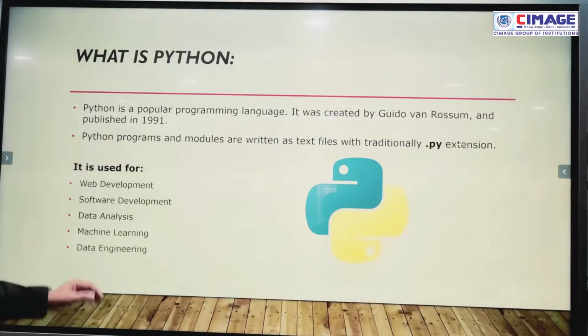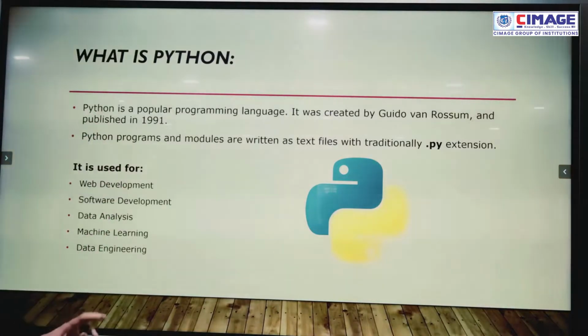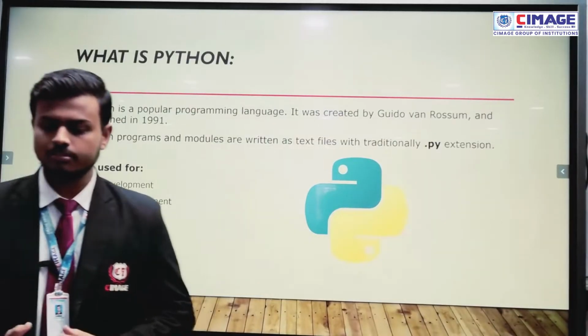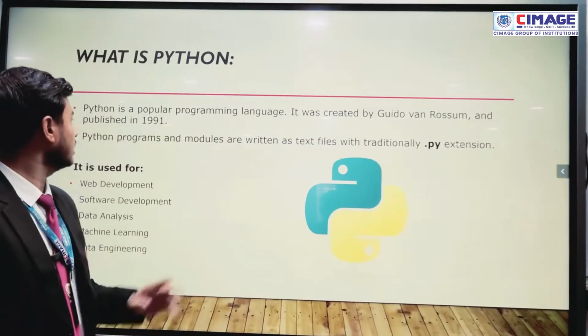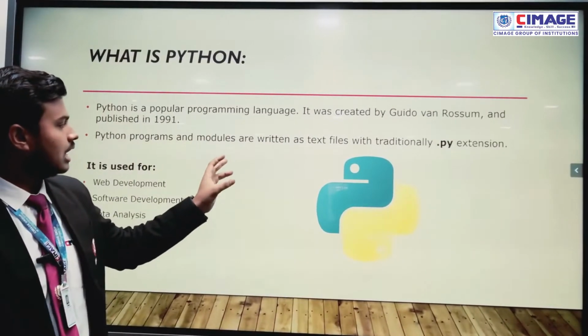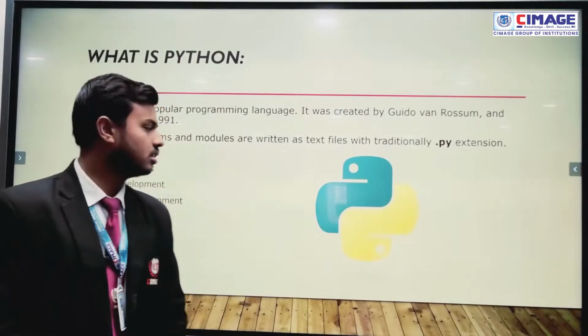Here I have described what Python is. As we know, Python is a popular programming language. It was created by Guido van Rossum and published in 1991. Python programs and modules are written as text files with a .py extension.